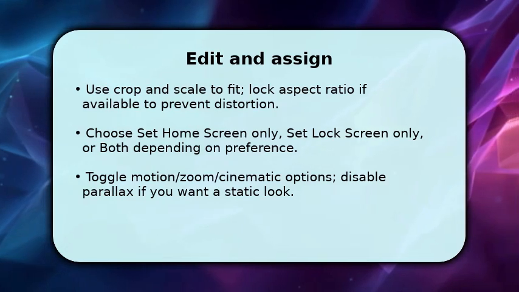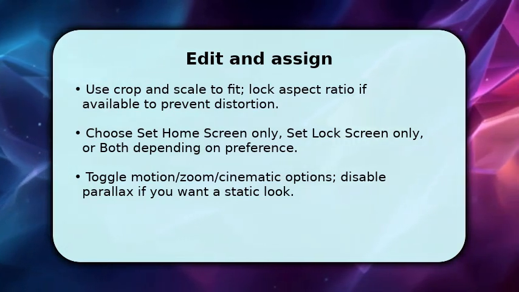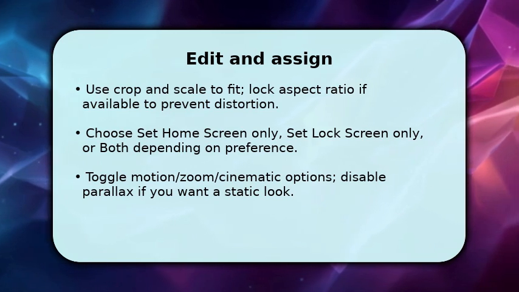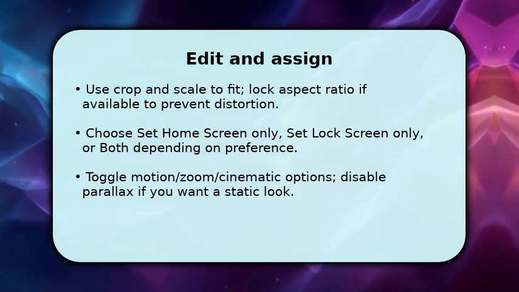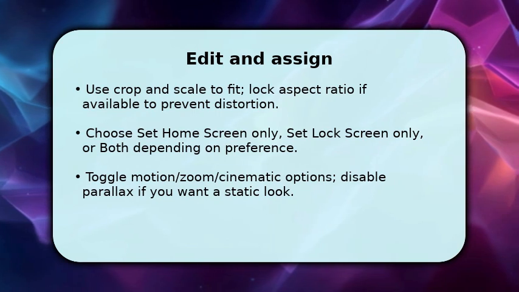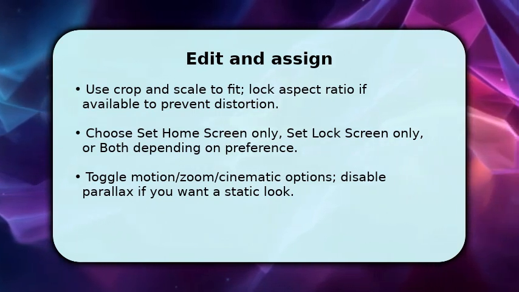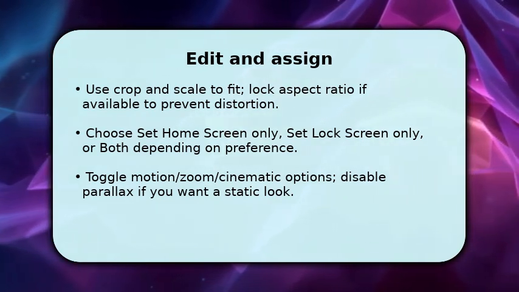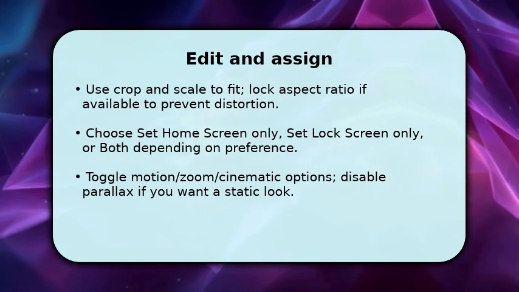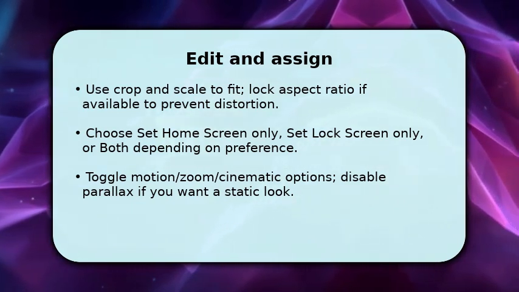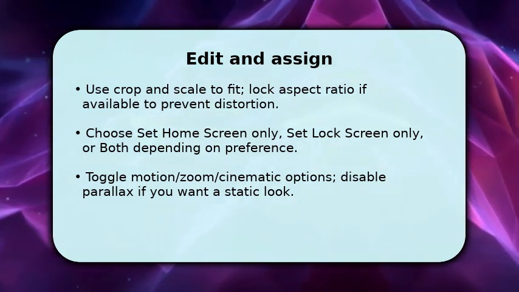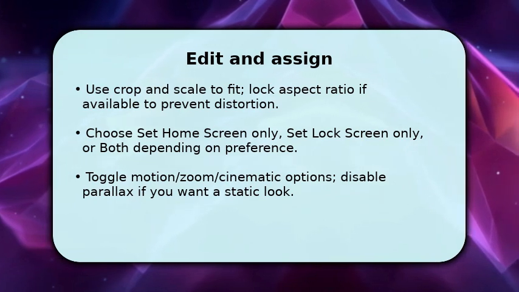Now edit the photo to fit your display. Crop, pinch to scale, and slide to position the main subject where icons won't hide it. Once satisfied, decide whether to set it for the home screen only, lock screen only, or both. Doing home only keeps your lock screen separate. Also check motion or parallax options, turn them off for a static image that conserves battery and reduces icon movement.